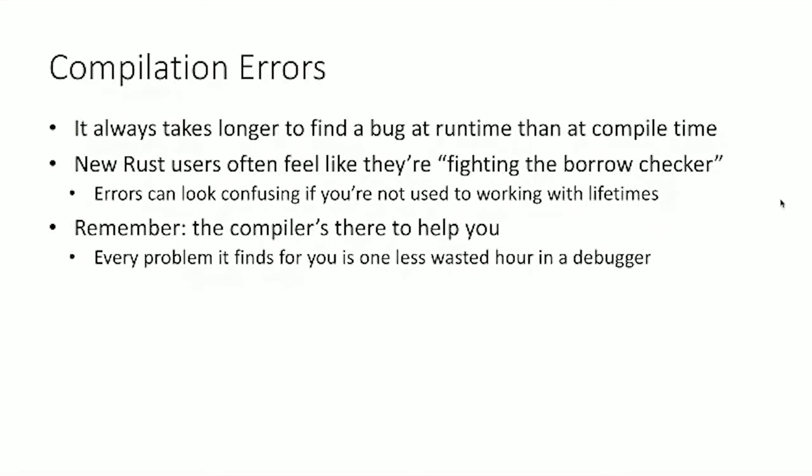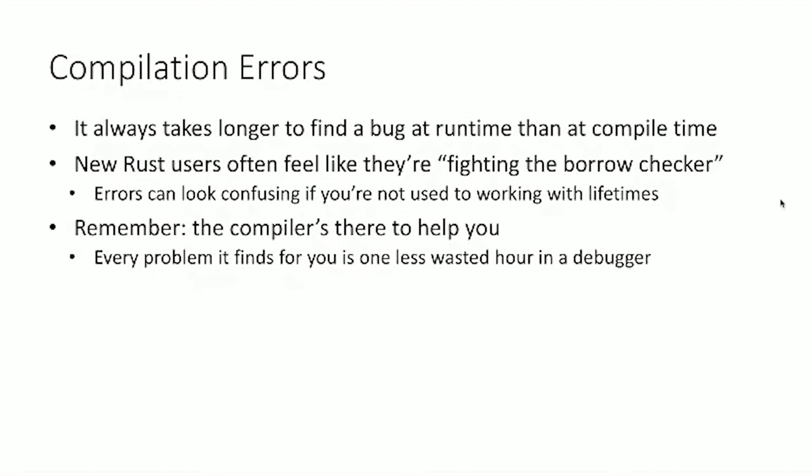It's always easier to find a bug when the compiler gives you this big red error message pointing to exactly where the problem is than it is when you're wading through the runtime state of your program in a debugger and trying to figure out what went wrong. It can feel like you're fighting the compiler, like you're fighting the borrow checker, which is the component that verifies that all lifetimes are correct. It's not. You're not fighting it. It's helping you. It's telling you when there's something that will fail at runtime at some point, and it's saving you that 4 hours. The compiler is there to help you.